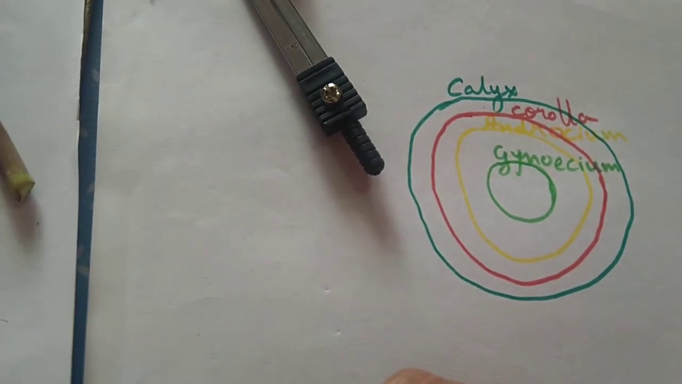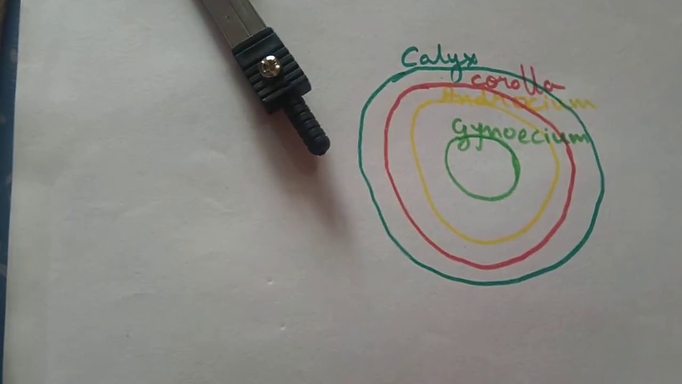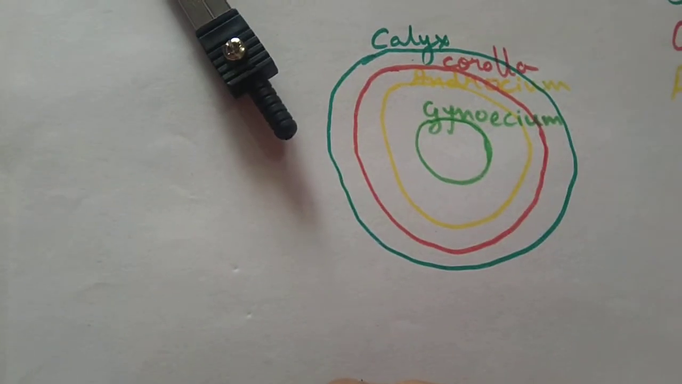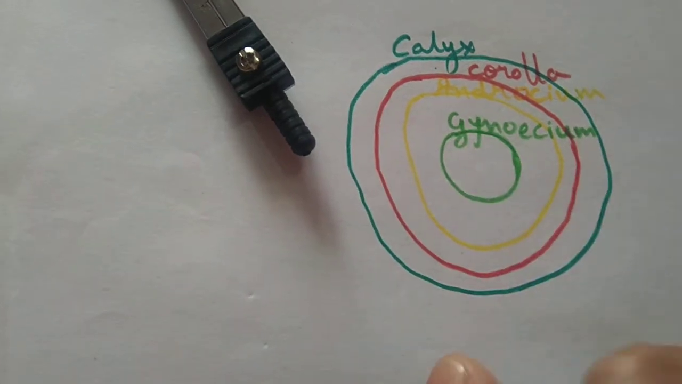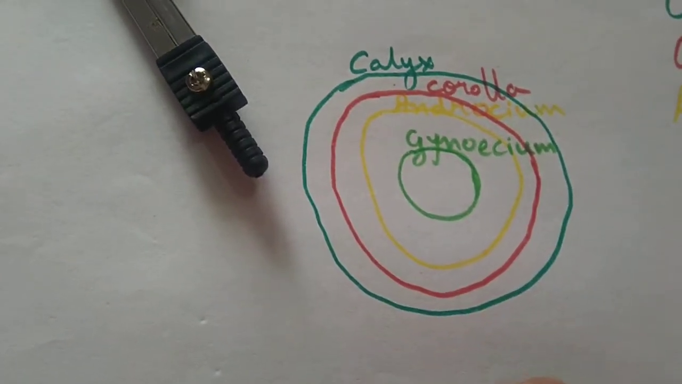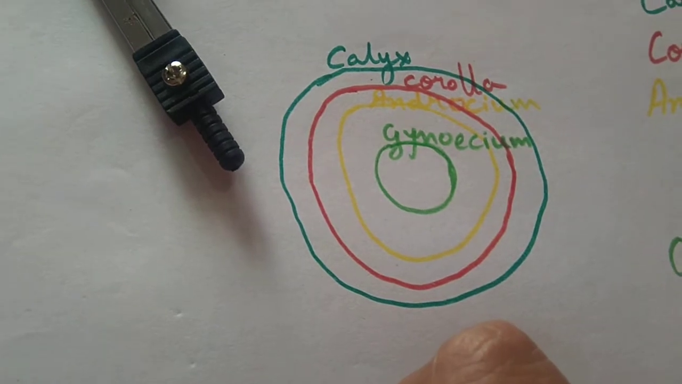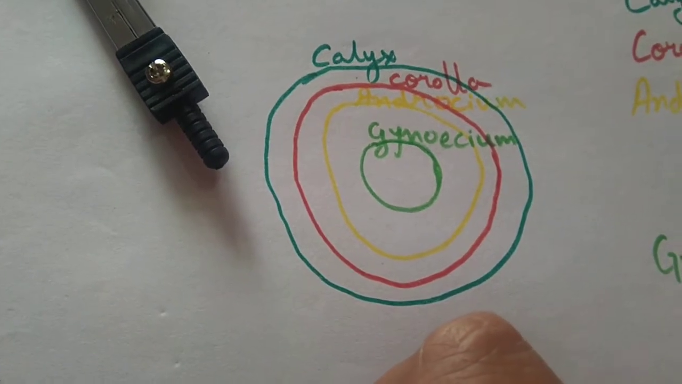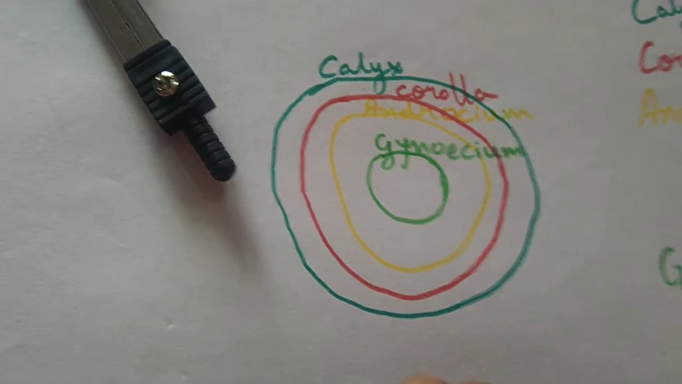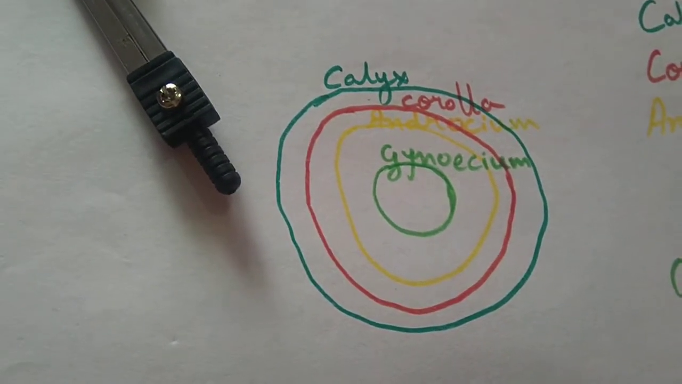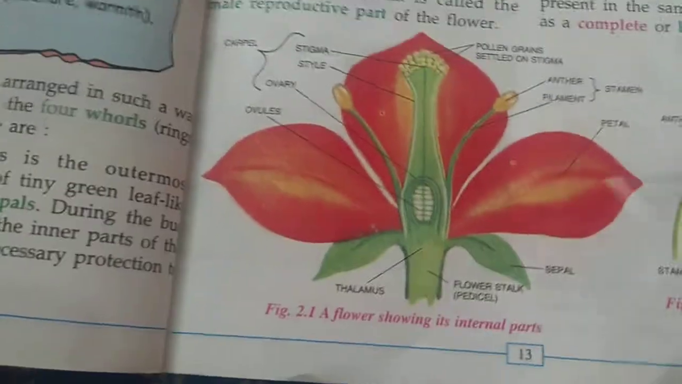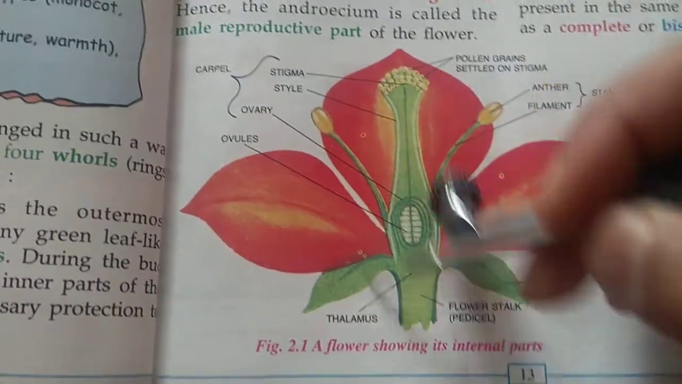Now what is gynoecium? Gynoecium is the fourth whorl and the innermost whorl of the flower. It is the innermost whorl, which lies in the innermost part of the flower. It consists of the female reproductive part, which is known as your carpel, or we can say pistil. Both of the names are for the same thing. Now if we divide this carpel into three parts, according to your diagram, this full part is your carpel.